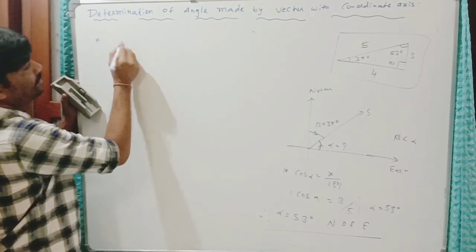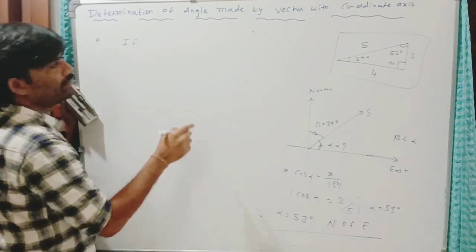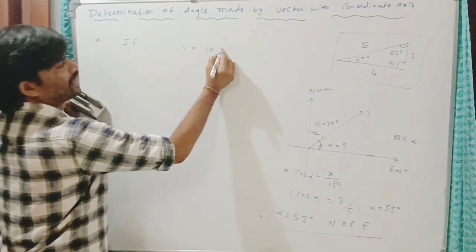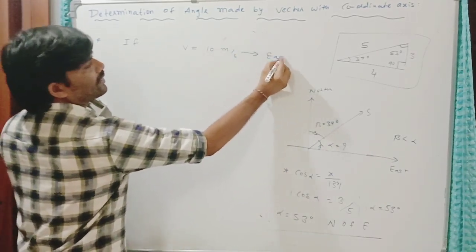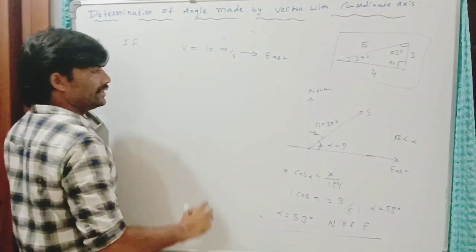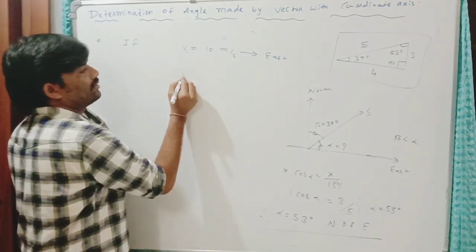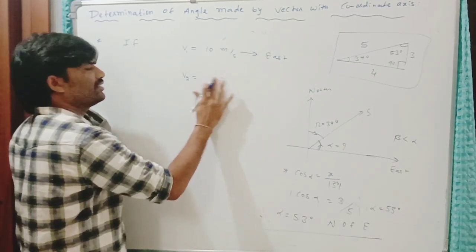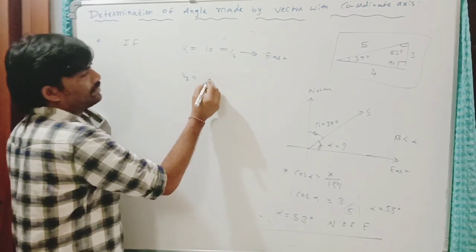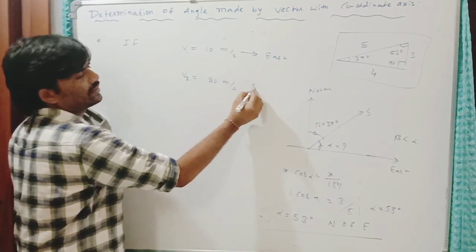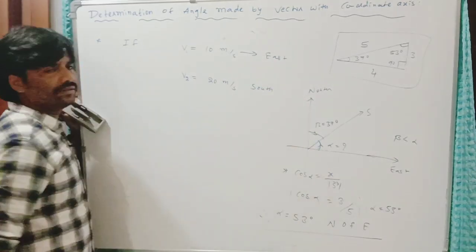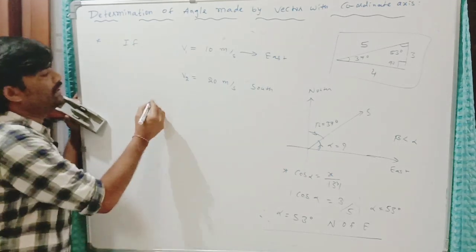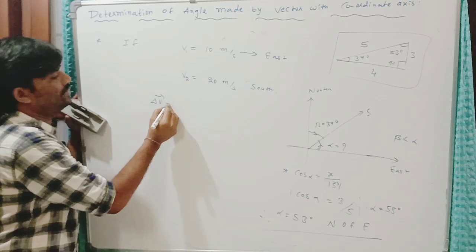So if a body is initially moving towards east with 10 meter per second, and after certain time it turns towards south and moves with the same speed, 10 meter per second. Let us take another case: if it is moving with magnitude 20 meter per second towards south, then what is the change in velocity?